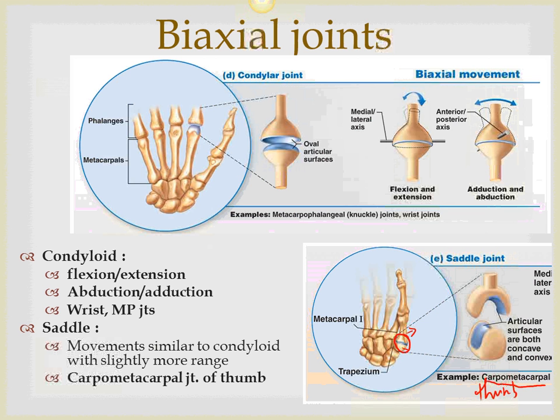So the movements are very similar to condyloid, which is if you look at your finger, you can get your finger across your palm, which is flexion. You can take the finger away from the palm, which is extension. The difference being when you get your thumb across your palm, along with flexion, there's a slight degree of medial rotation. I don't know if you can see it, but if you look at your thumb, you can see there's a slight degree of medial rotation. When you take your thumb away from the palm, which is extension, there's a slight degree of lateral rotation. So there's a little bit of rotation which accompanies these movements.